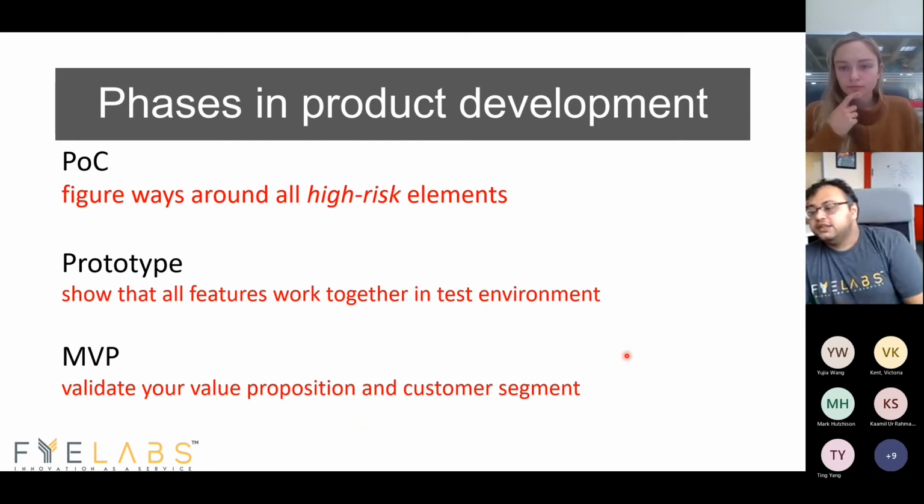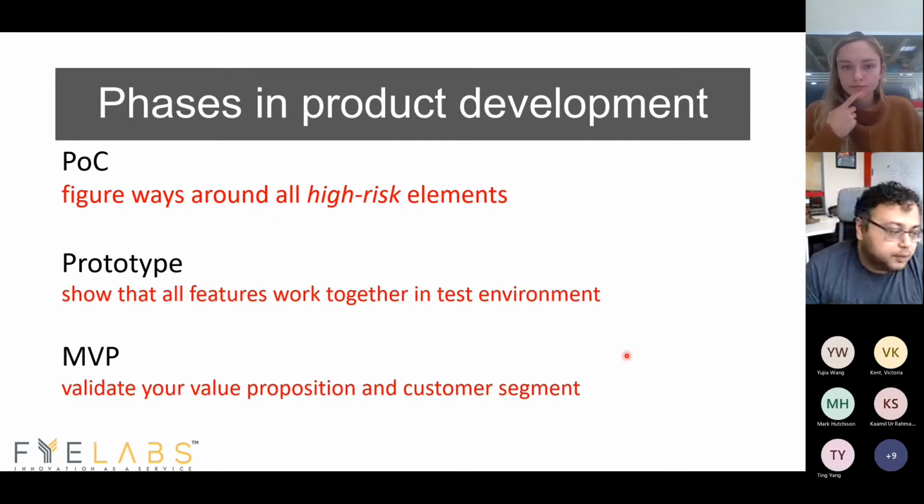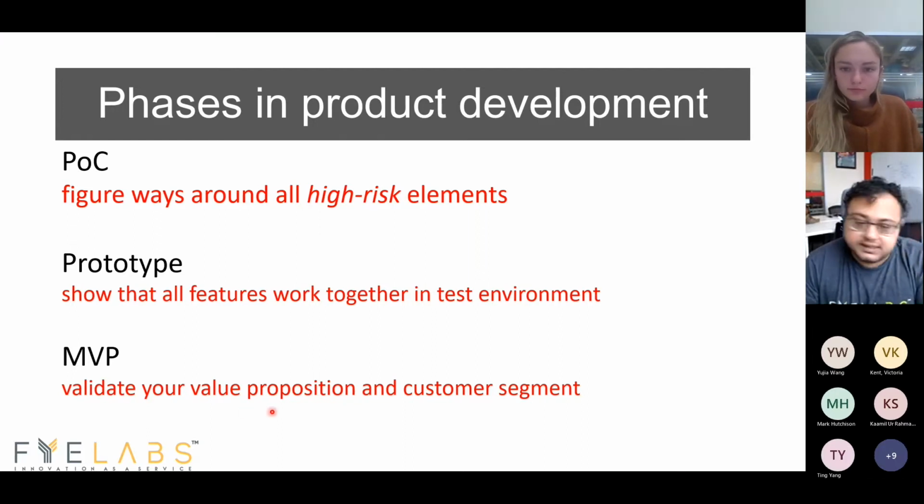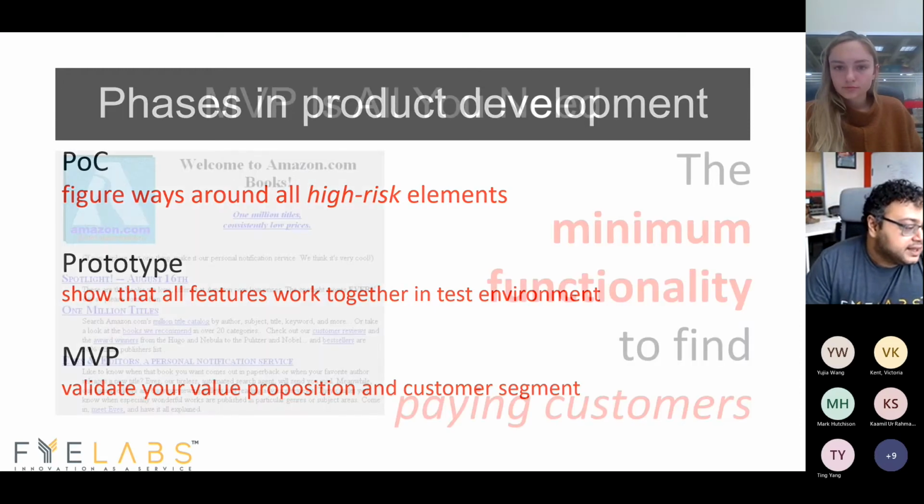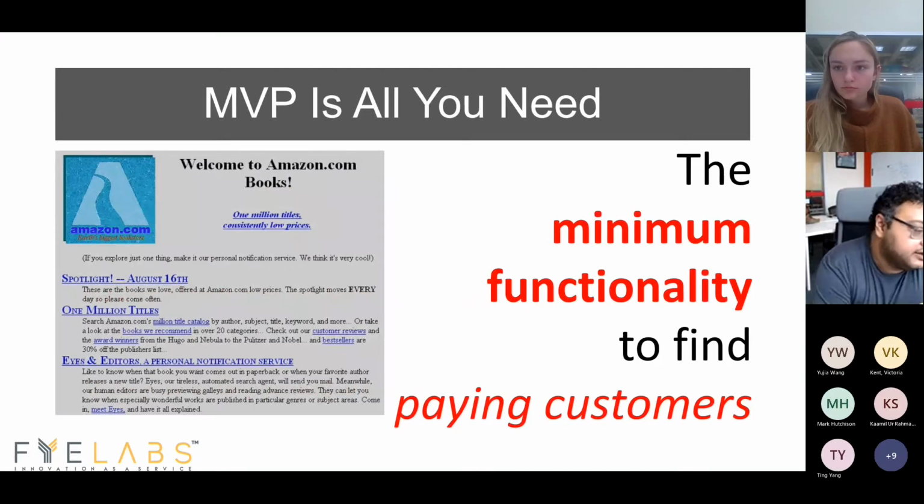And this concept of the MVP is actually very important. MVP stands for minimum viable product. We'll get into showing some examples about that in a second. But the purpose of an MVP is mostly to validate the hypothesis that you created about your value propositions and customer segment. Or more importantly, it is something that has the minimum functionality to find paying customers. So look at some examples here.